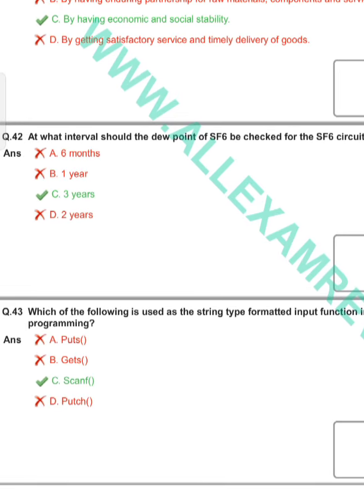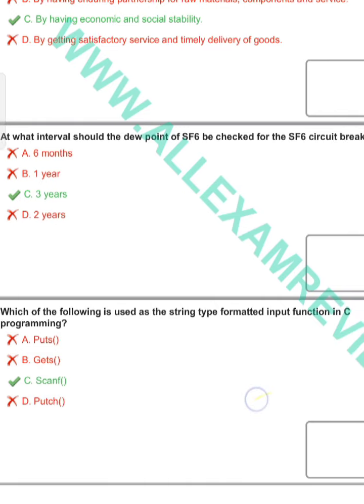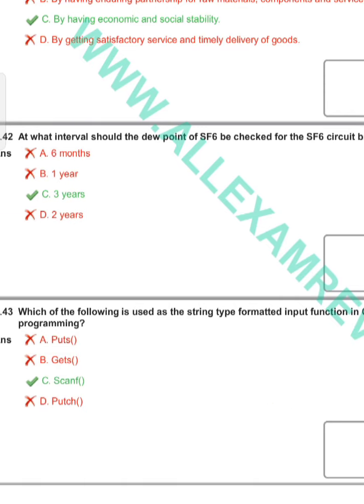How is question number 41? How is the community benefited from all the business operating in the area? Yeah, C is right, by having economic and social stability. It's another business question, a management question.